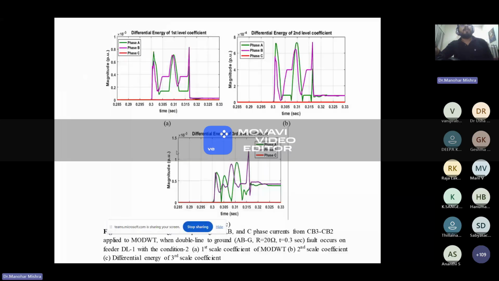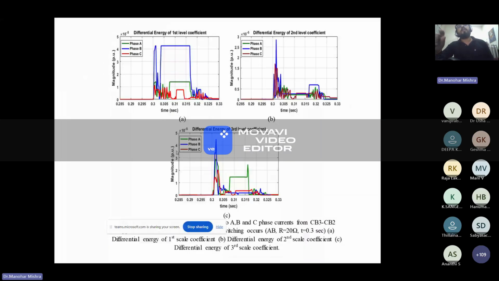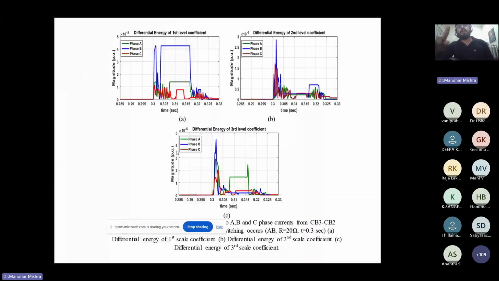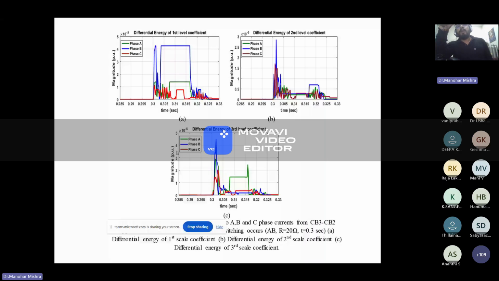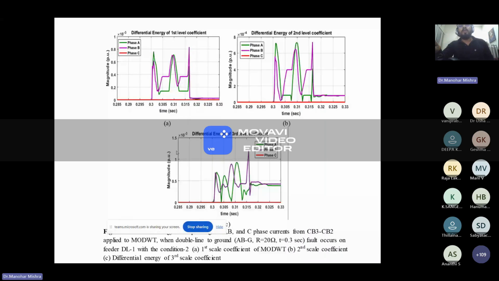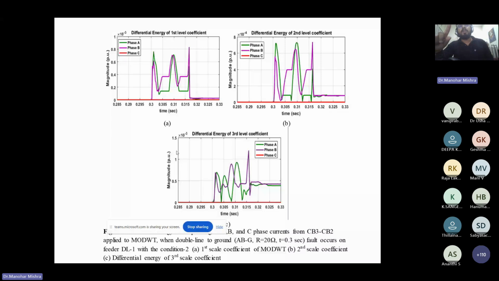Then this shows whether the fault is in A phase, B phase, or C phase. Here the fault is an AB fault. You can see the red line is the C, and the C value is very small compared to the AB fault. Here also the fault is an AB to ground fault, and again you can see the red line, which is the C energy value.